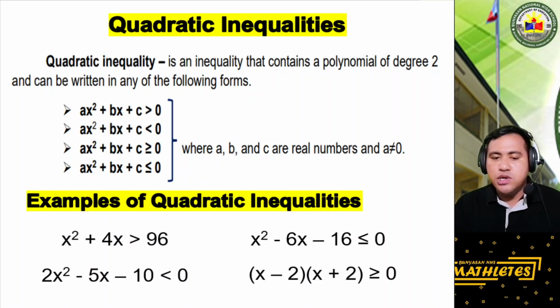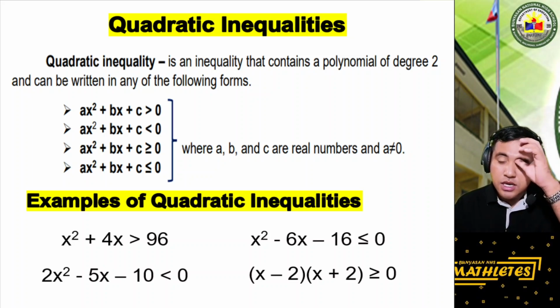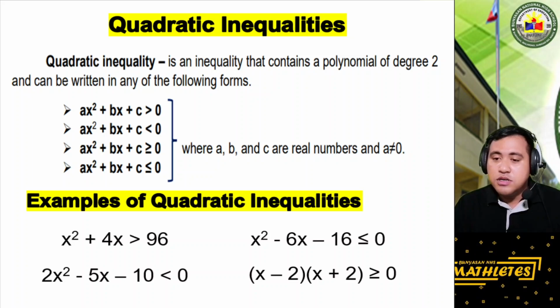Now, examples of quadratic inequalities. We have x squared plus 4x is greater than 96. As I've said, they are similar to quadratic equations. The only difference is that quadratic inequalities use an inequality symbol, and do not use an equal sign.